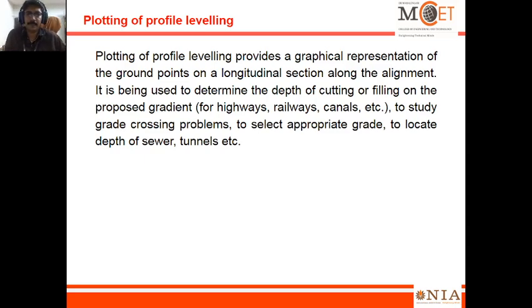Profile leveling is a graphical representation of the ground points on a longitudinal section along the alignment. Along the alignment here means the center line. It is used to determine the depth of cutting or filling on the proposed gradient, to study grade crossing problems, to select an appropriate grade, and to locate the depth of a sewer. These are the applications of it. Predominantly highways, railways and canals use profile leveling.